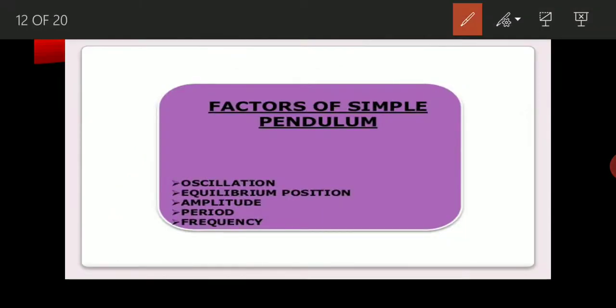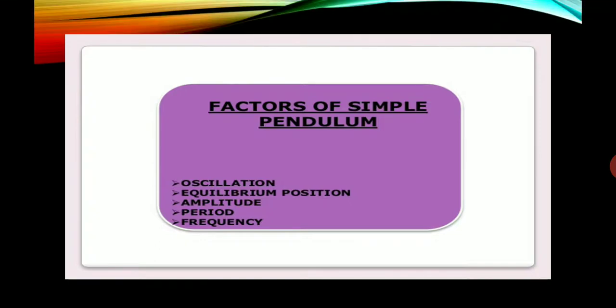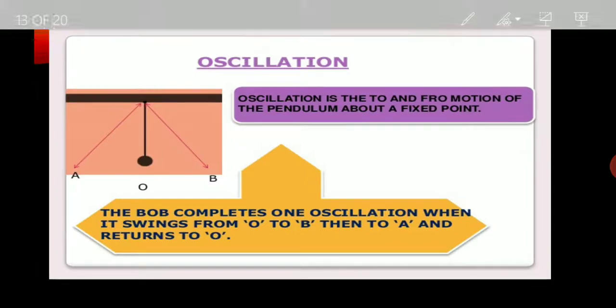Now, what are the factors of a simple pendulum? There are different factors related to the simple pendulum, like oscillations, equilibrium position, amplitude, time period and frequency. We will discuss these things one by one. So let's start with oscillation.